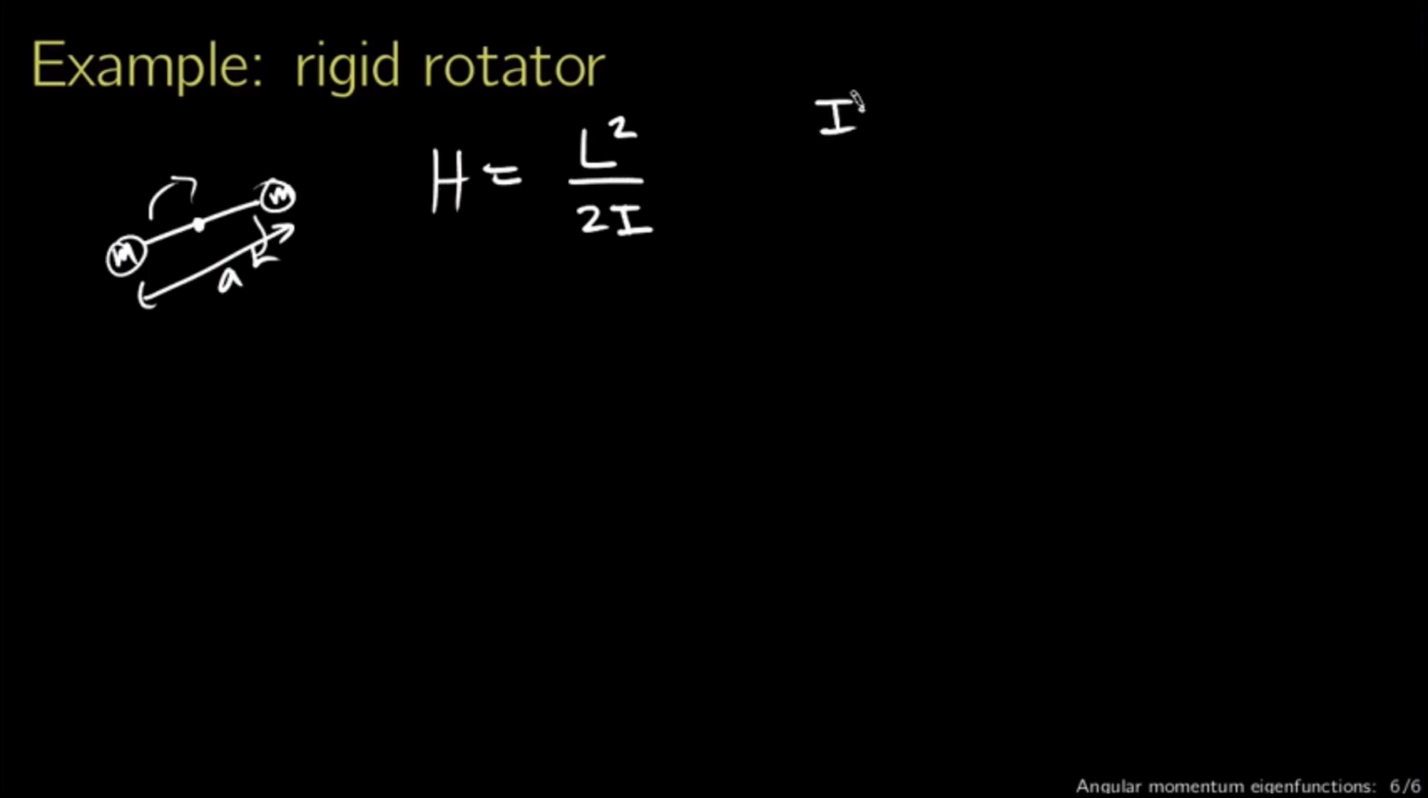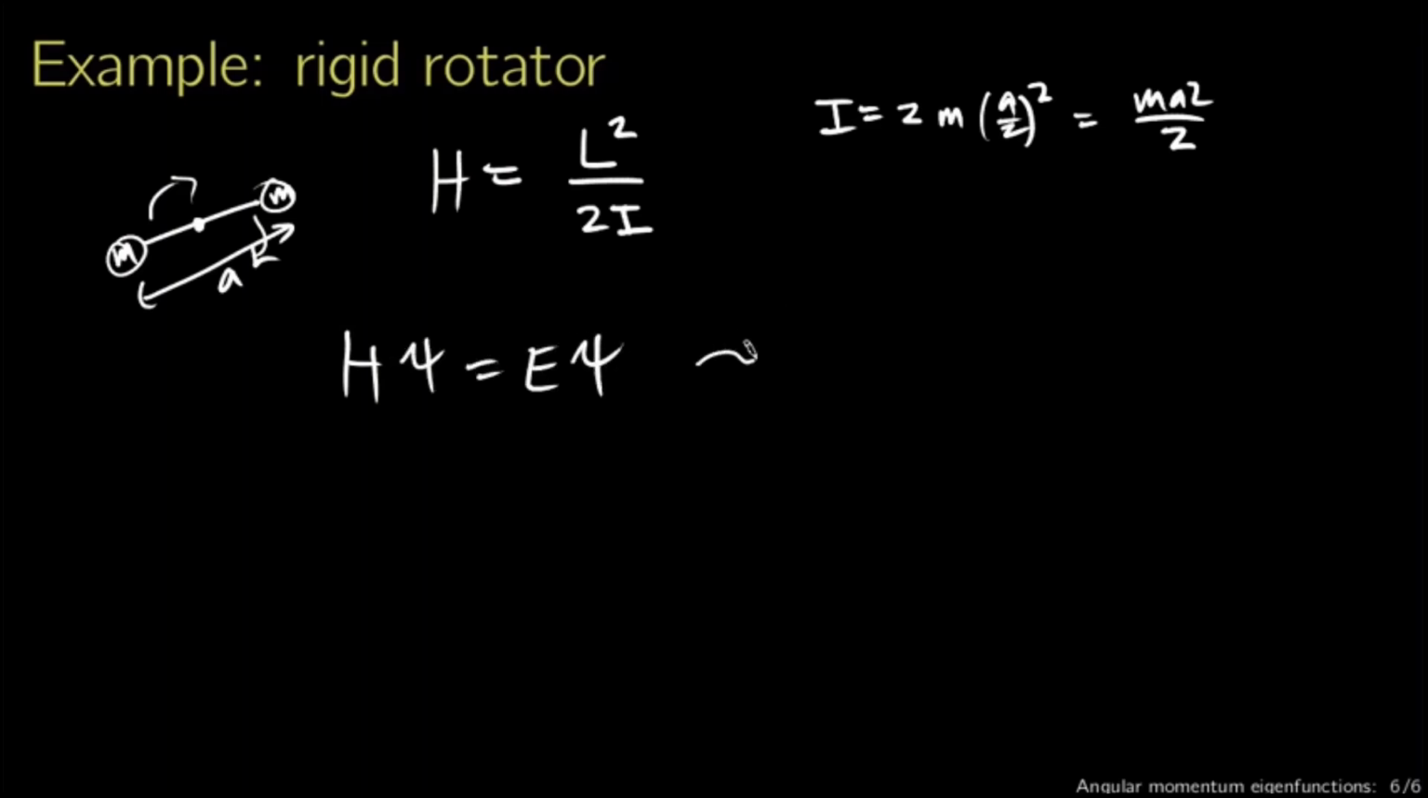The moment of inertia here, I, is going to be 2, since I have two masses, times m r squared, essentially the mass times the radius squared, which is going to be a over 2 squared. So this is going to be m a squared over 2 for my moment of inertia. The time-independent Schrödinger equation then becomes H times my wave function is E times my wave function. That's my original. When I substitute in the specific definition of the Hamiltonian here, I have L squared, my squared angular momentum operator, divided by twice my moment of inertia, which is just m a squared. I have an over 2 here, and I have a 2 here, and they cancel each other out.